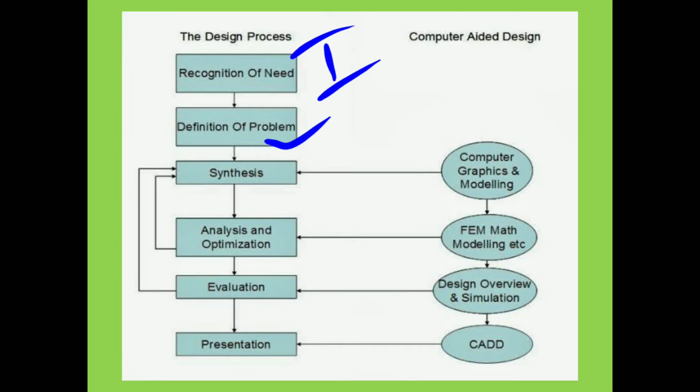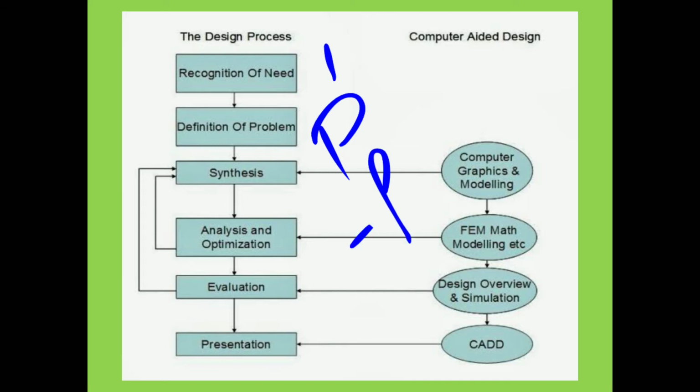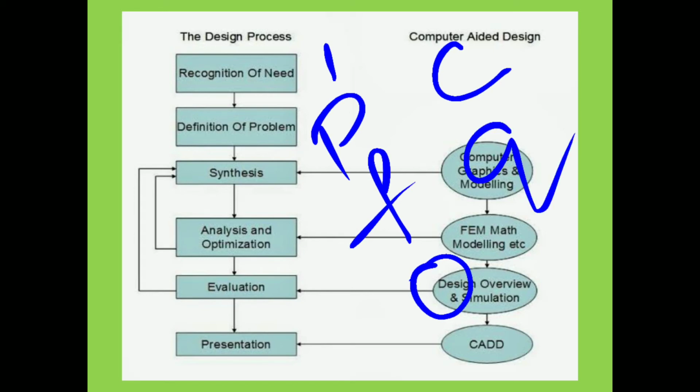Coming to the definition of problem, in which we specify the item to be designed. That means the specifications include the physical, functional and operational characteristics of a product, as well as cost and quality, which are also determined in the definition of problem. So the total data about a product is defined in the second stage. After that we go for synthesis.